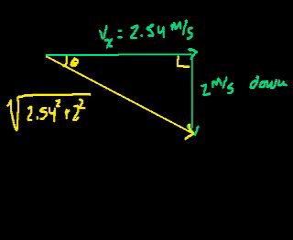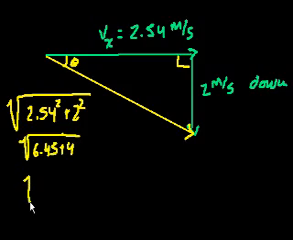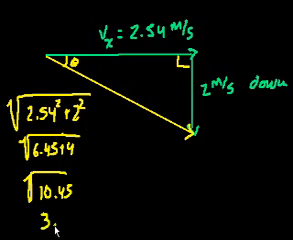2.54 times 2.54 is equal to 6.45. So that's the square root of 6.45 plus 4, which equals the square root of 10.45. So let's see, plus 4 equals 10.45, and take the square root of that. So that's 3.2, roughly. 3.2.